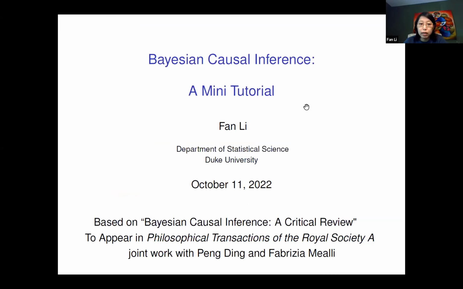So this is a tutorial. This tutorial is based on a recent review paper we wrote that is to appear in the Philosophical Transactions of the Royal Society A. It will be a special issue on Bayesian inference, and this is already up on arXiv. We just finished the revision, and again, this is a vast topic. So today I have maybe 50 minutes to try to give the key points of this area. Feel free to ask questions, and Peng and Fabri will answer your questions, and hopefully we will have some time in the end to discuss.